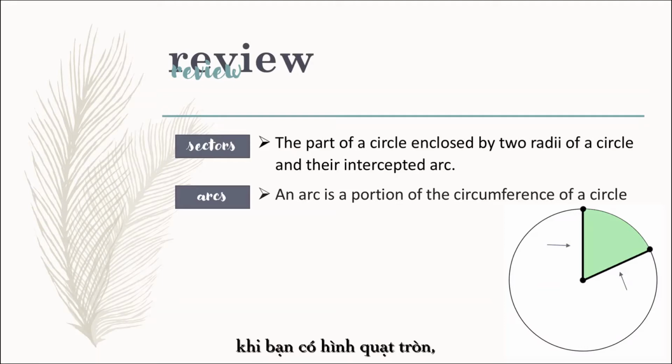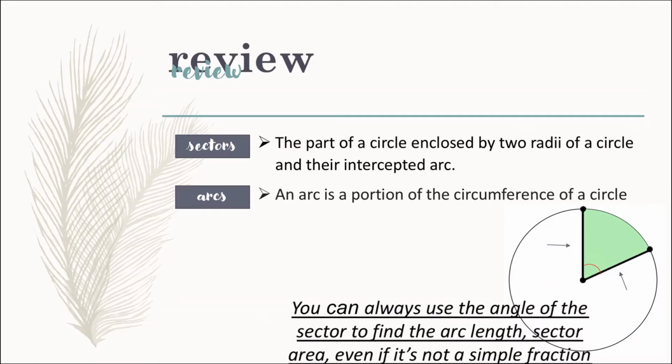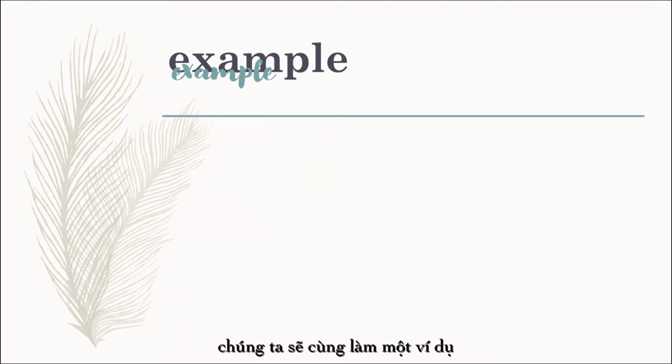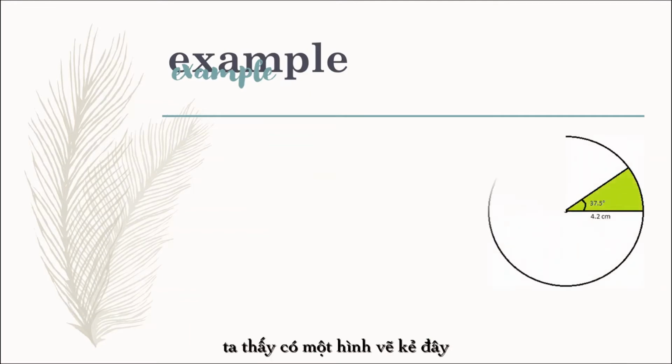When you have a sector, you can always use the angle of it to find the arc length and the sector area, even if it's not a simple fraction. So let's do some examples together. First, we have this diagram right here.